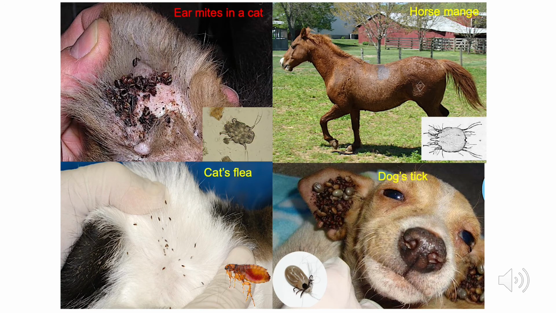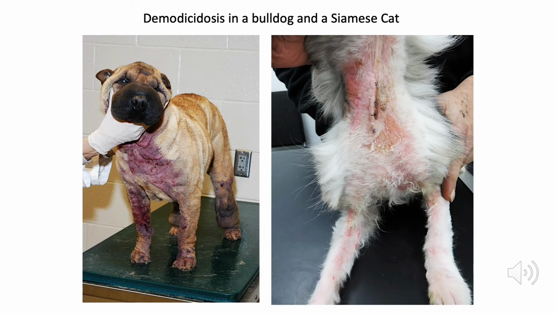Some clinical cases of ectoparasitism. It shows ear mites in a cat, horse mange, cat flea, and tick infestation in a dog. Demodex mite infestation in dogs and cats, and we used to call that in Malay language as anjing kurap, kucing kurap.